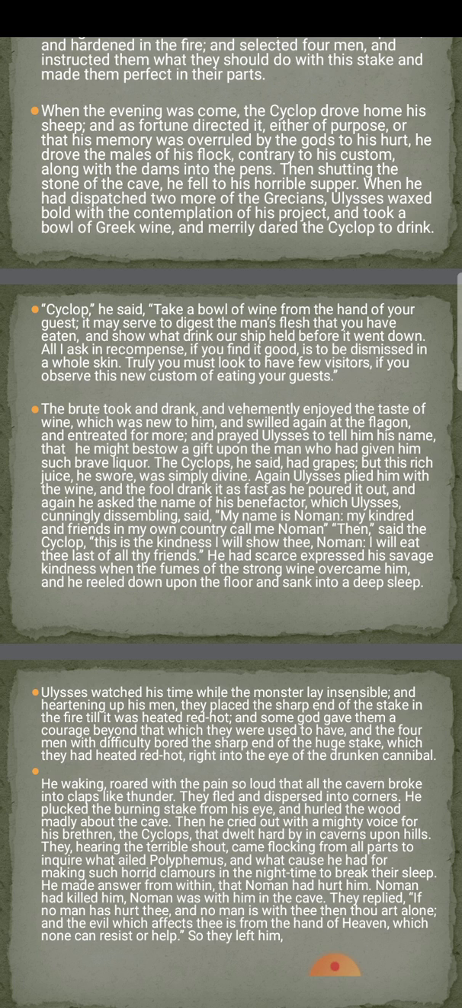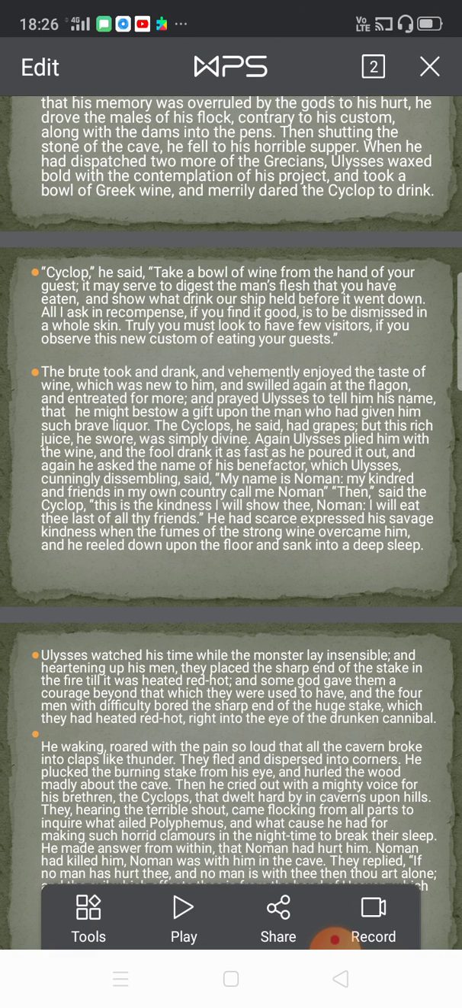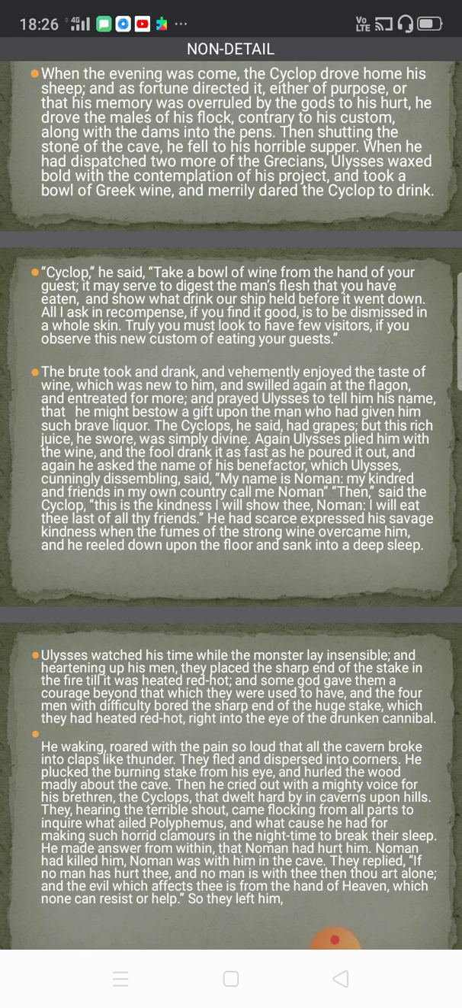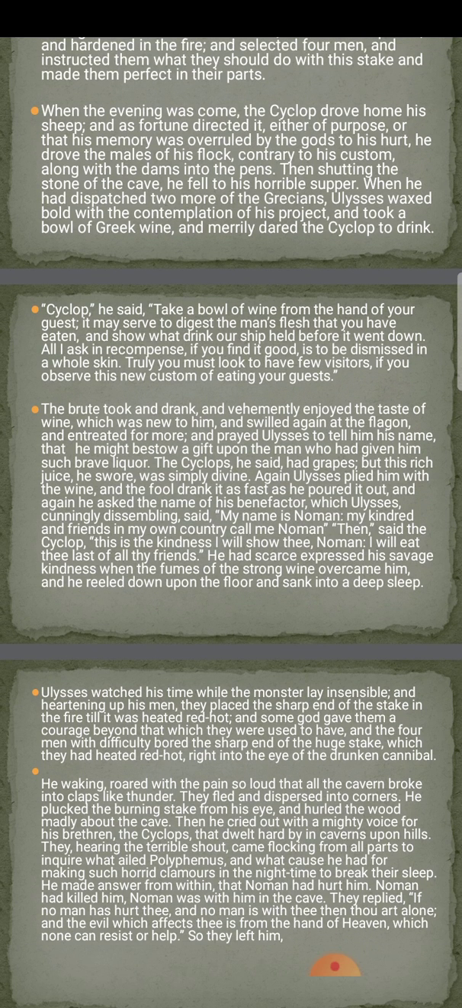Then Cyclops made an answer from within that no man had hurt me, no man had killed him, no man was with him in the cave. They replied, if no man has hurt thee, and no man is with thee, then thou art alone, and the evil which affects thee is from the hand of heaven, which none can resist for help. So they left him. See, children, what they are telling.